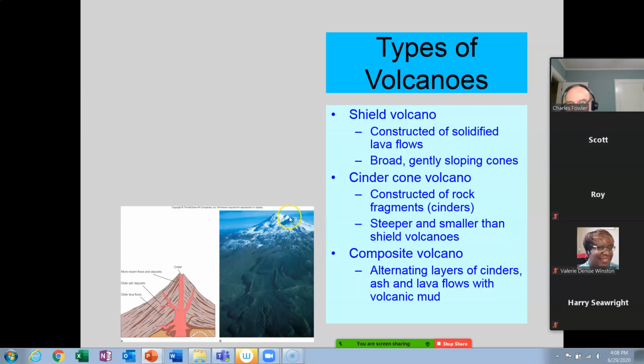Like Mount St. Helens, the most recent eruption. I think this is Mount Shasta, if I'm not mistaken. The picture in your book is slightly different. It's the same mountain, but it's Mount Shasta, I think, in Northern California. Yeah, a composite volcano in the northern part of California. And what you can see in the book there is one of the more recent eruptions.